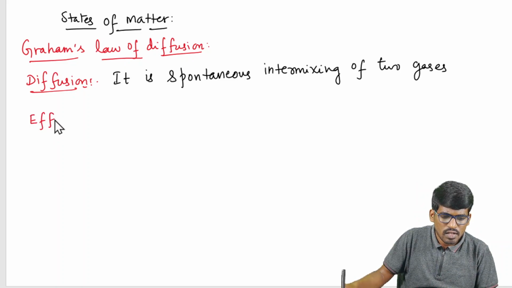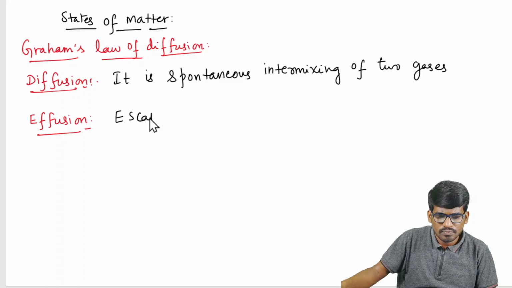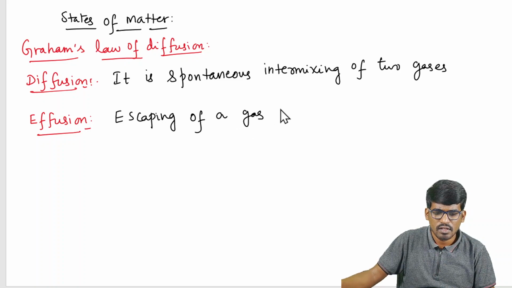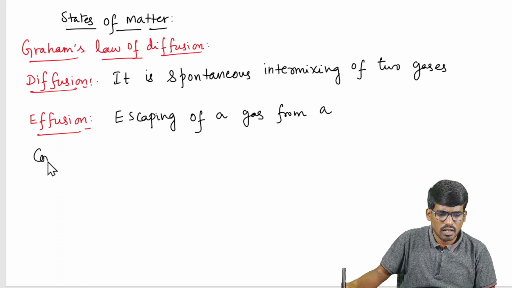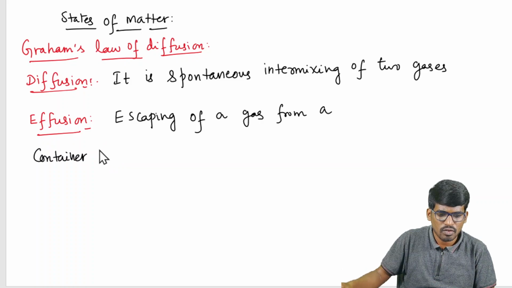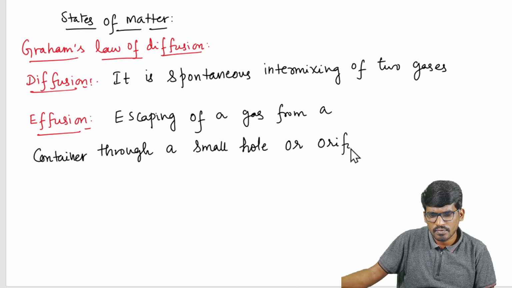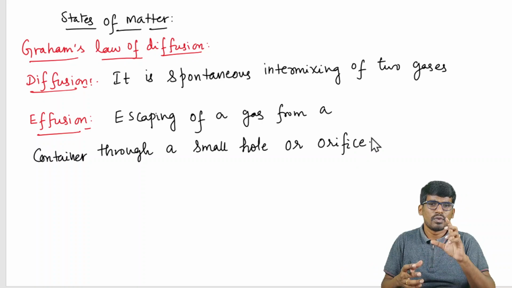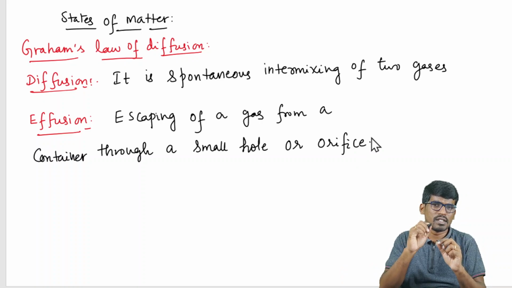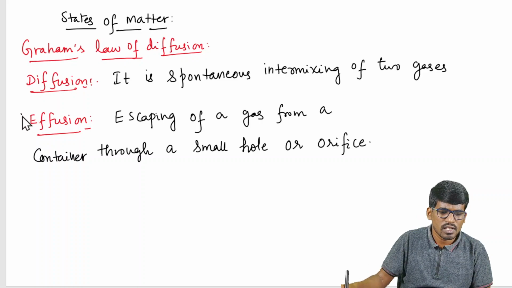There is one more term, children, that is effusion. Effusion is nothing but escaping of a gas from a container into which it is placed, through a small hole, or else we can say orifice. Orifice is also called a hole. If you take a gas in a container and make a small hole or orifice in that container, the gas starts to escape from the container through that small hole. That phenomenon is called effusion.